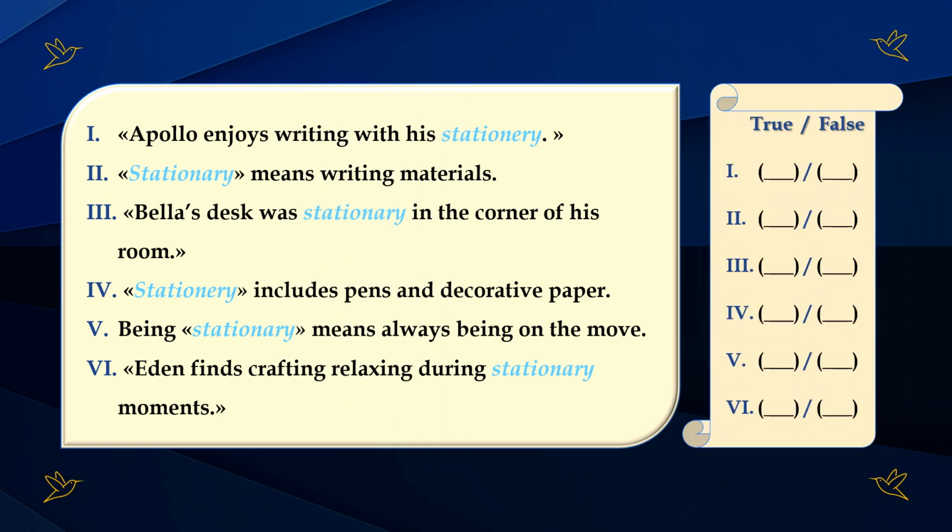Answer each true or false question based on the meanings and examples you reviewed. This will help reinforce your understanding of each form and its correct usage. 1. Apollo enjoys writing with his stationery. 2. Stationery means writing materials. 3. Bella's desk was stationary in the corner of his room.